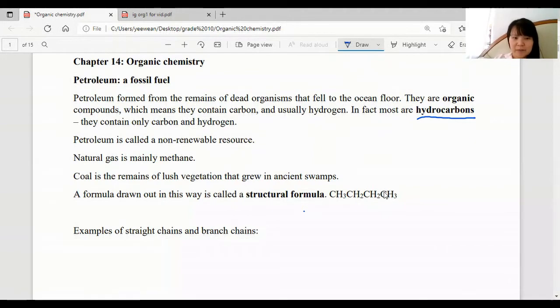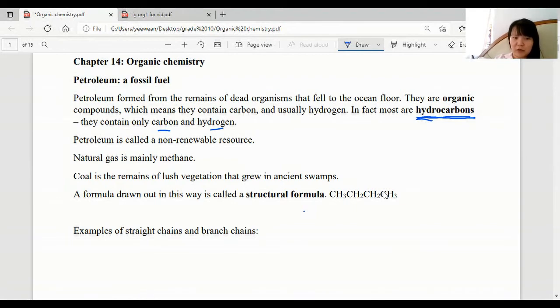But if an organic compound contains carbons, hydrogens, and oxygens, then it's not a hydrocarbon, but it's still an organic compound. Petroleum is made from the remains of dead organisms that fell to the ocean floor. So it takes a very, very long time for petroleum to be formed.